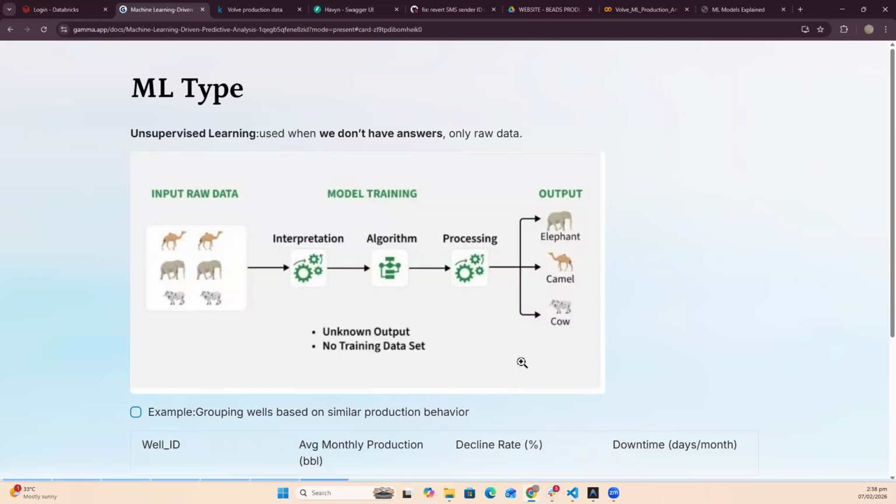When we feed any picture, it's going to look at the features. Is this feature closer to a camel? Is this feature closer to a cow? So we are going to get all these outputs.